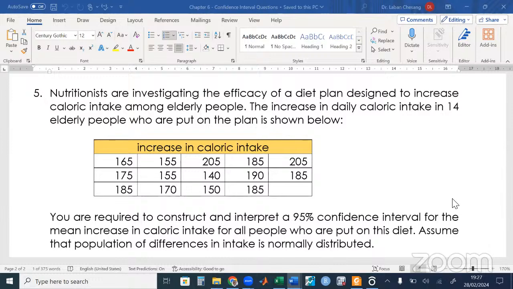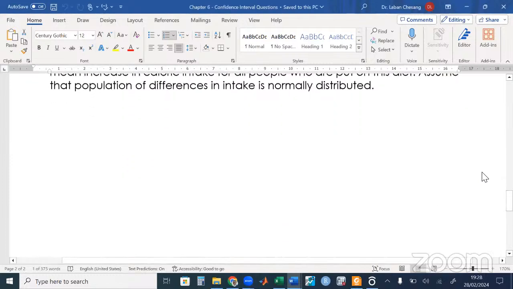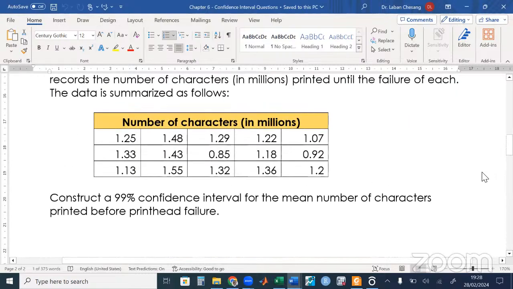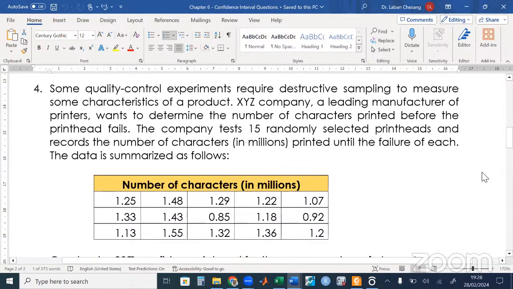I'd like you to understand the context of just picking small samples in certain contexts. At times you may not necessarily want to go up to 30 or 40, depending on the context of the question. For example, we have what is called destructive samples. If you look at question five or question six, some quality control experiments require destructive sampling to measure some characteristics of a product.